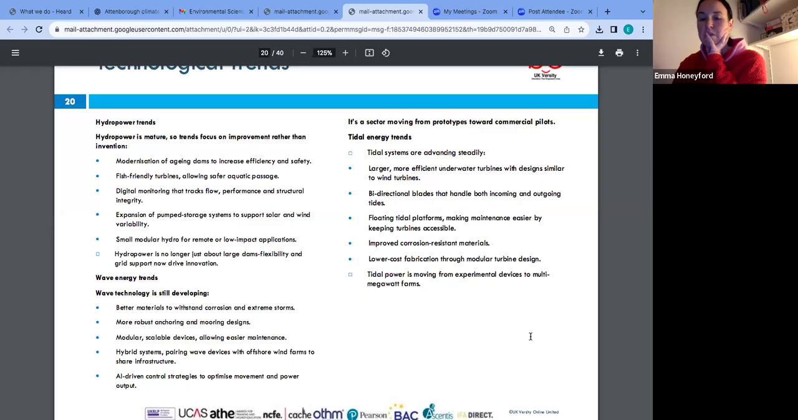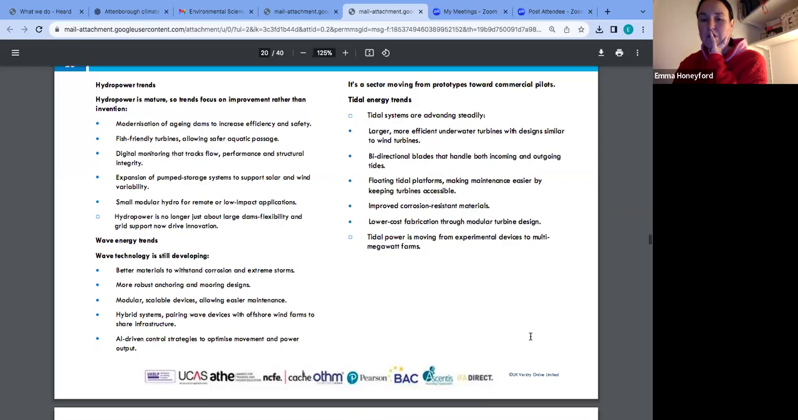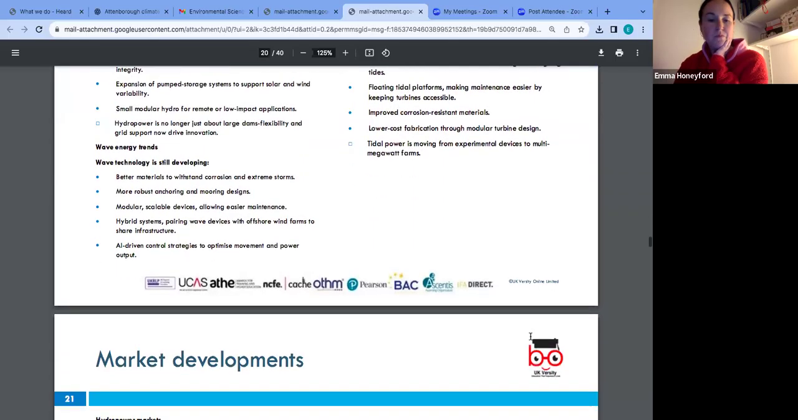So improved corrosion resistant materials. And yeah, so the lower cost fabrication through modular turbine design. So being modular allows it to be kind of more flexible, therefore reducing the cost. So tidal power is moving from experimental devices to multi-megawatt farms.